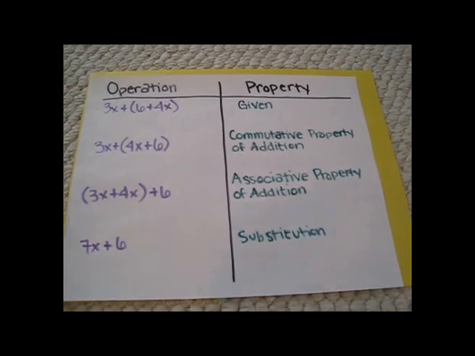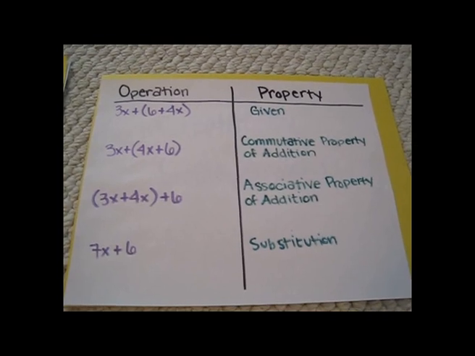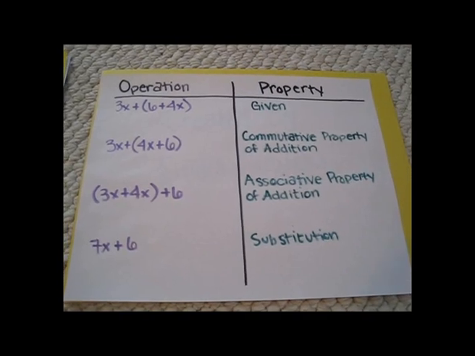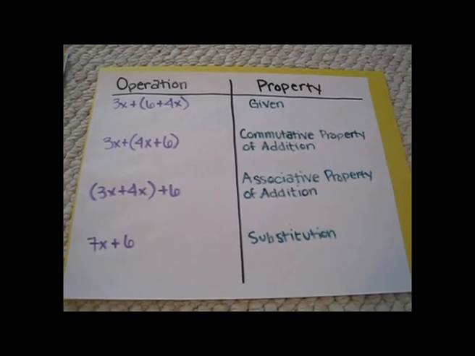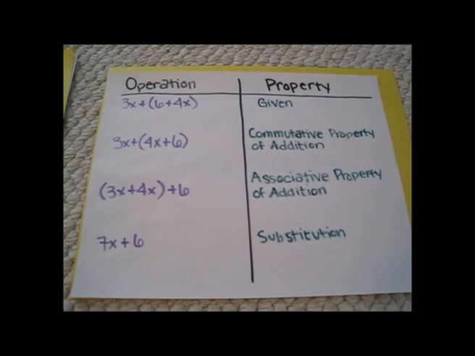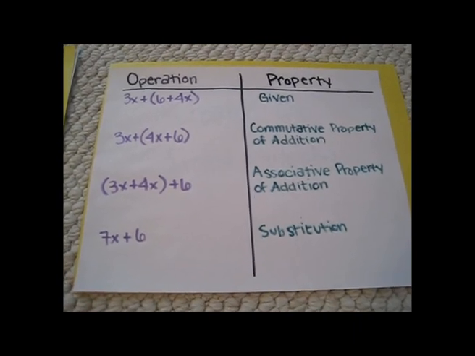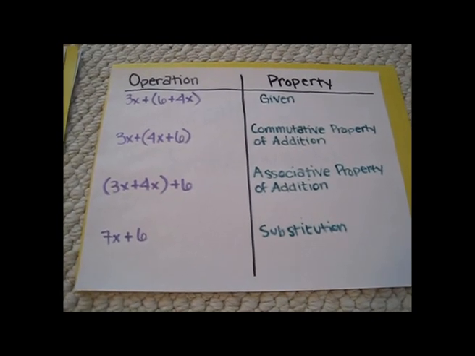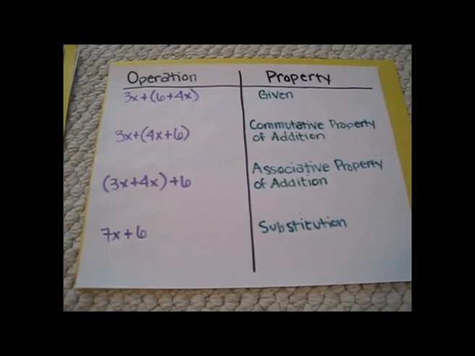Alright, here's the last practice problem. You're given 3x plus the quantity of 6 plus 4x. Then you use the commutative property of addition to switch the 4x and the 6's place so that you get 3x plus the quantity of 4x plus 6. Then you use the associative property of addition to move your parentheses from the quantity of 4x plus 6 to the quantity of 3x plus 4x plus 6. Finally, you use the substitution property to add the 3x and the 4x and get your final answer of 7x plus 6.